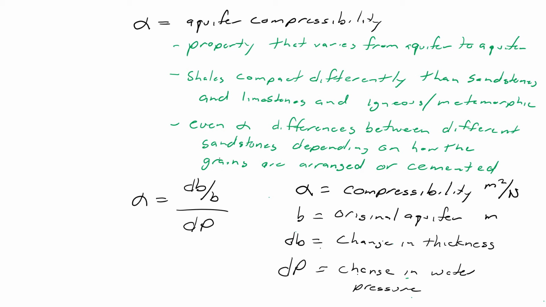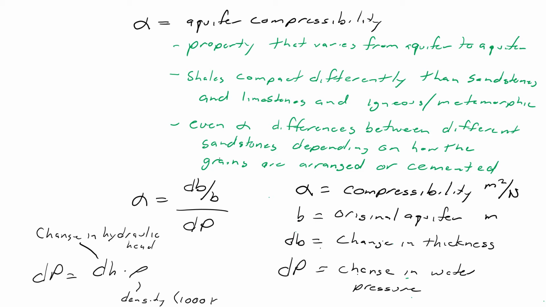And the change in water pressure is pretty easy to calculate. It's going to be dH, which is the change in hydraulic head. Again, this will make sense when we do an example, times density of water, typically around 1,000 kilograms per cubic meter, times gravity, 9.8 meters per second squared.